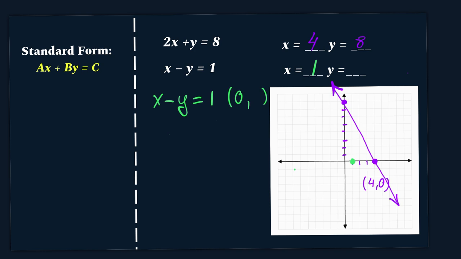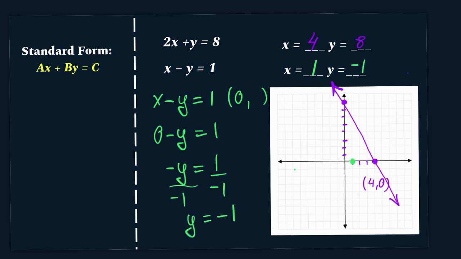All right, so let's set the x to 0. 0 minus y equals 1. So 0 minus y is negative y equals 1. Don't stop here, because negative y means negative 1 times y. So we have to divide both sides by negative 1. And so our answer will be negative 1. So our y-intercept is negative 1.